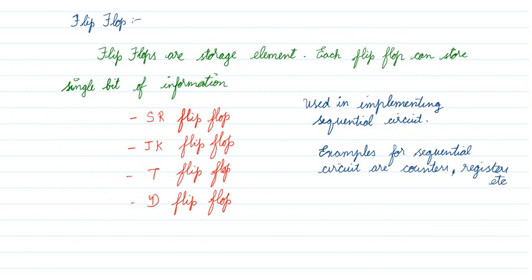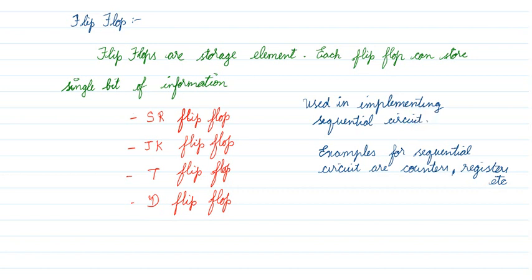Go to the lecture. What is a flip-flop? Flip-flops are storage elements. Each flip-flop can store a single bit of information. So if I have one flip-flop, how much information can I store? One bit of information. These are the types of flip-flop: SR, JK, T and D flip-flop. It is used in implementing a sequential circuit.